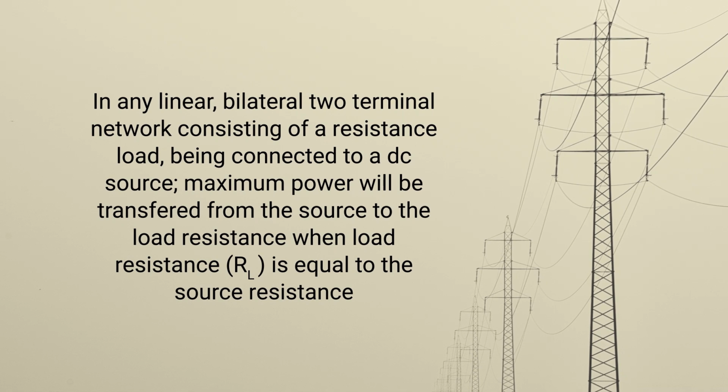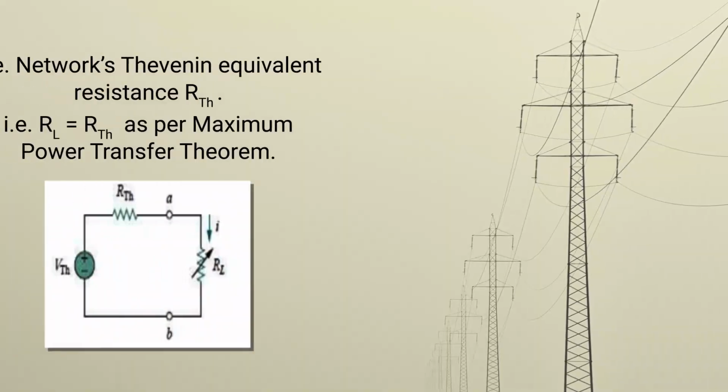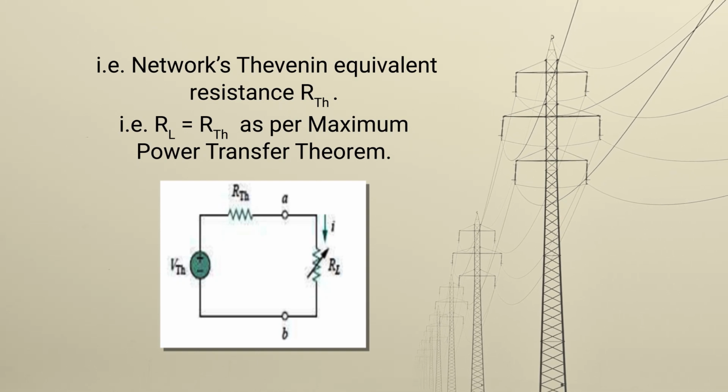In any linear bilateral two-terminal network consisting of a resistive load, here you can see this is the resistive load, connected to a DC source, maximum power will be transferred from source to the load when the load resistance is equal to the Thevenin resistance of the network. That means maximum power will be transferred from source to load when RL is equal to RTH. So whenever you have to find the maximum power in any network, you have to find the value of the Thevenin voltage, and at the same time the Thevenin resistance. As you are very familiar with the Thevenin theorem, you can easily apply the maximum power transfer theorem in any network if you want to transfer the maximum power from source to load.